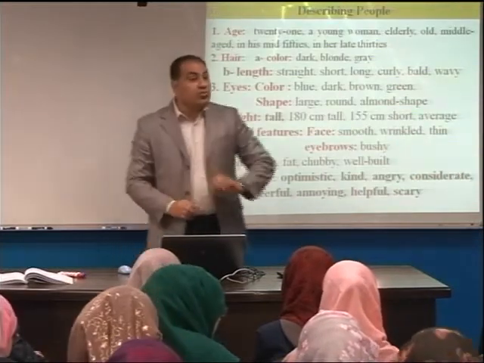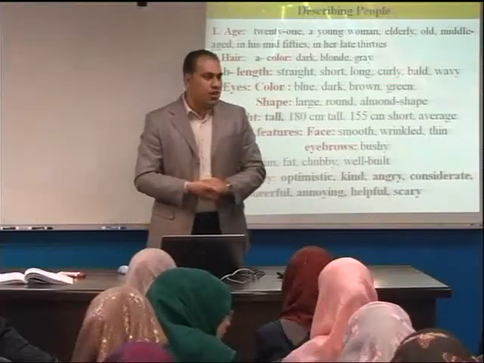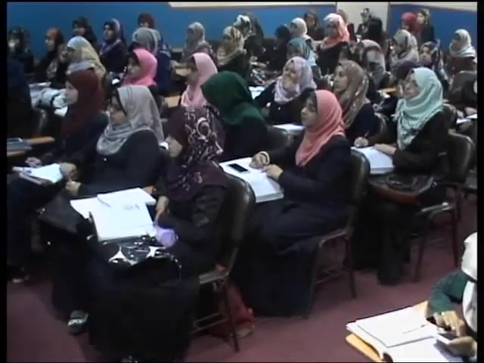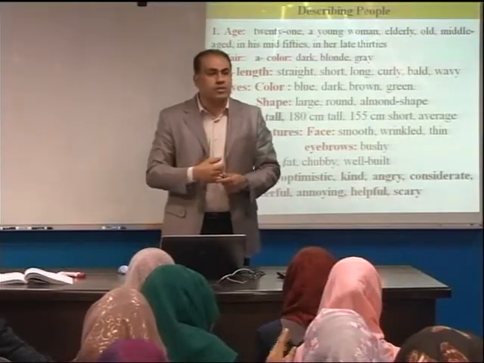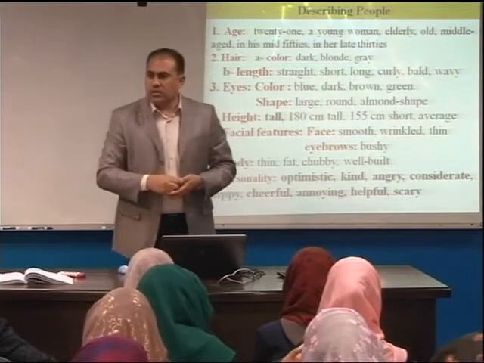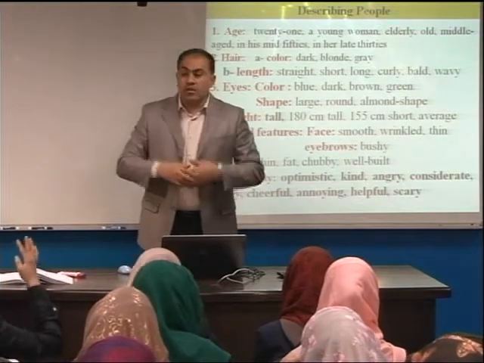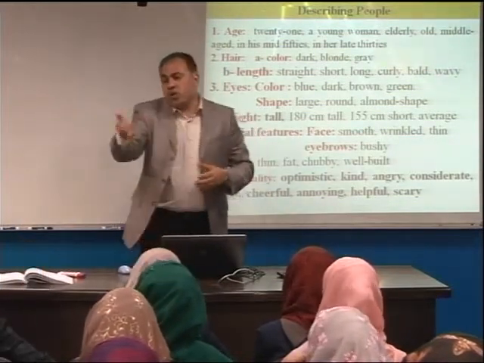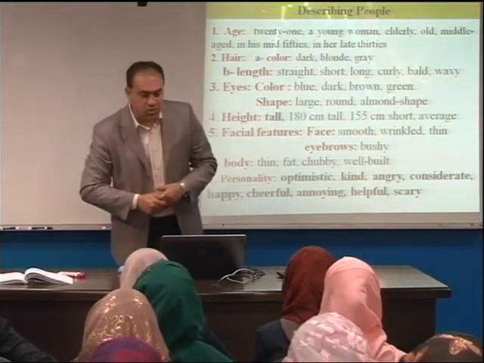But now we move on to talk about describing people. Whenever we describe a person, for example, what sort of things do we describe? We describe his or her age, his height, for instance, his color of the skin, his hair, his eyes, some facial features, his personality, and probably his religious or political affiliation if that's necessary, and so on.